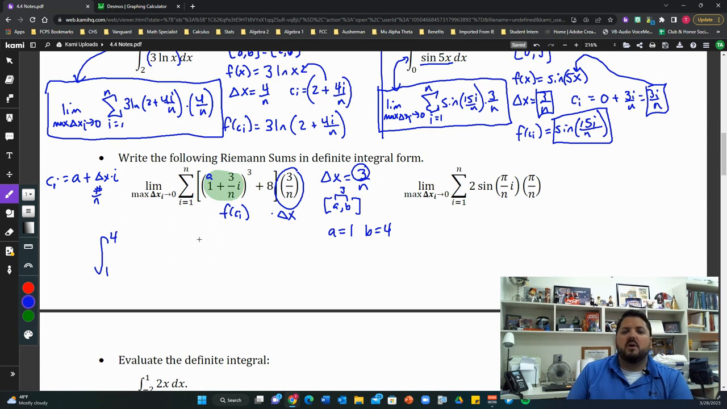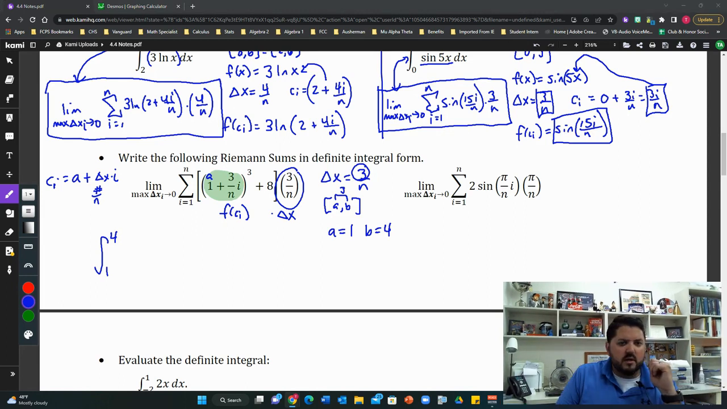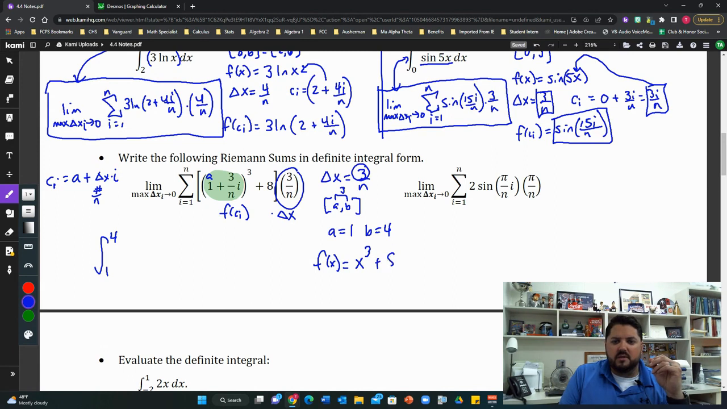Now the last part is coming up with the function. If you can identify c sub i, then to figure out your function, we just pull the c sub i back out and x goes right back in. If we take the c sub i back out in this case and replace that with our x, we just end up with the function f of x equals x cubed, instead of this big c sub i quantity cubed, and then plus 8.